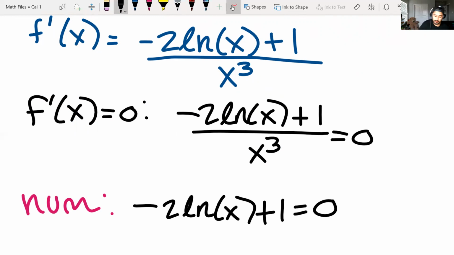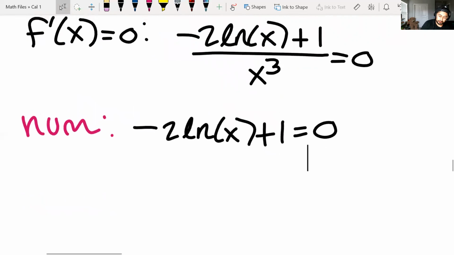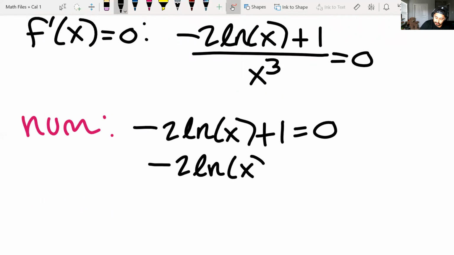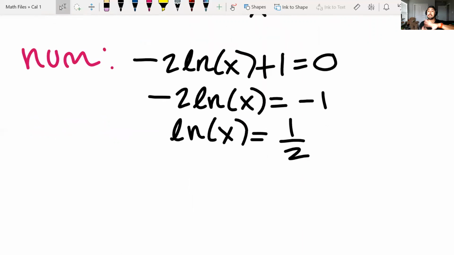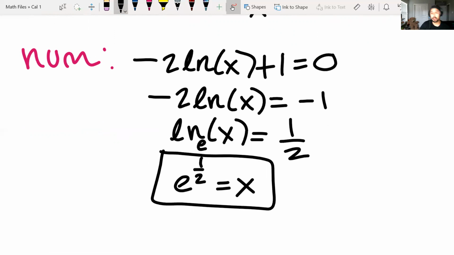Okay. Solve for x. Move that 1 over. Negative 2 natural log x equals negative 1. Divide by negative 2. Natural log x equals 1/2. And now, to get the x out of the natural log, convert from log to exponential. So I can put that little e here if I want, and this becomes e to the 1/2 equal to x. There's our first critical number.